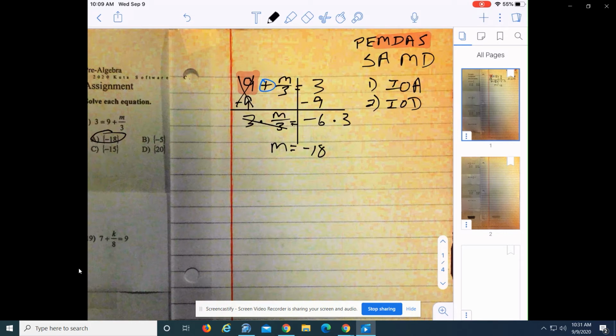A is negative 18. I would just circle that. I always ignore the multiple choices. I try to solve it first.